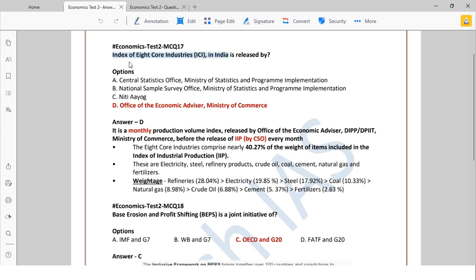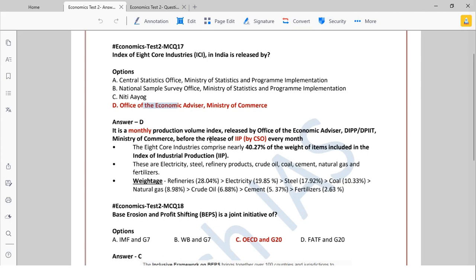So India's 8 core industries, there is a report, an index. That is released by whom? It is by the Office of Economic Advisor, Ministry of Commerce. Okay, so you learn 2 things now. This index is by the Office of Economic Advisor, and that comes under the Ministry of Commerce. And it is a monthly production volume index released by them.